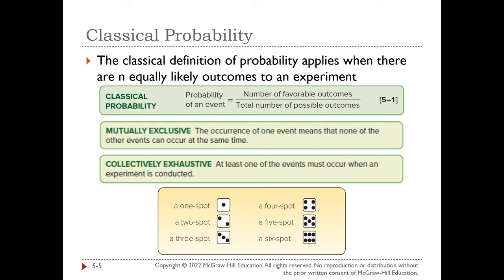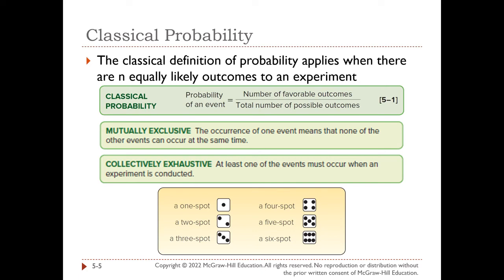The classical approach to probability is often applied to games of chance, like playing cards or rolling dice. It can also be applied to lotteries because the total number of outcomes is known before the experiment. If the set of events is collectively exhaustive and mutually exclusive, the sum of the probabilities is 1.